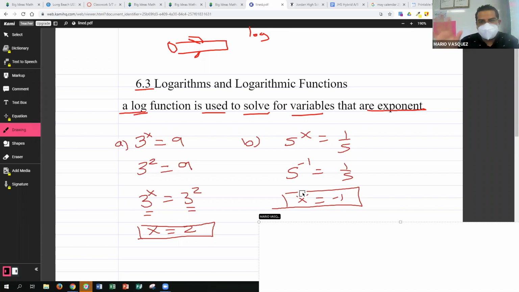We are not done with 6.3. Your homework is to read 6.3 and be ready for class on Wednesday.